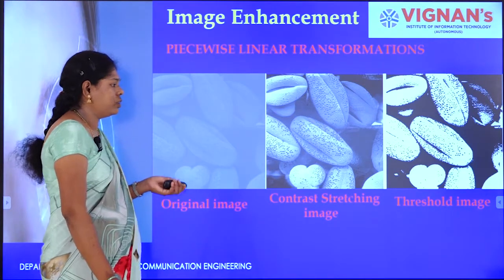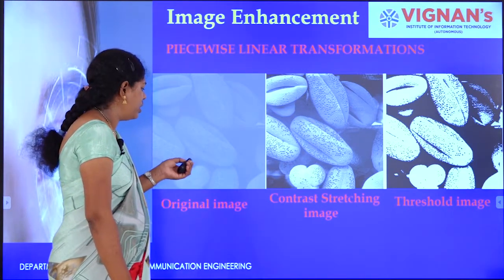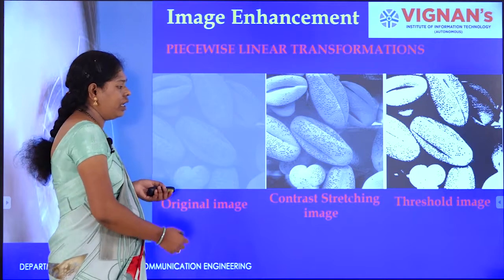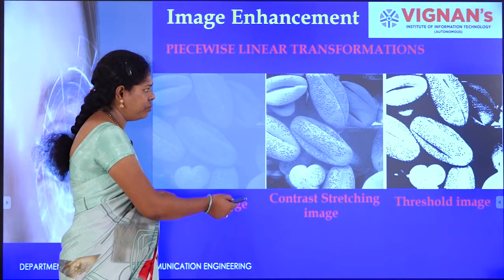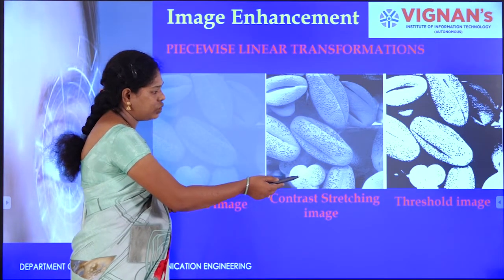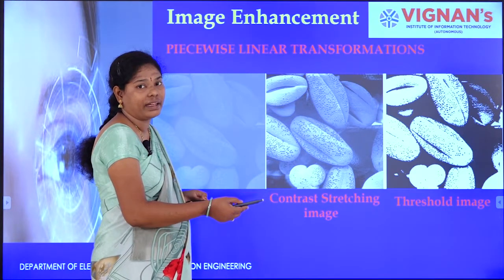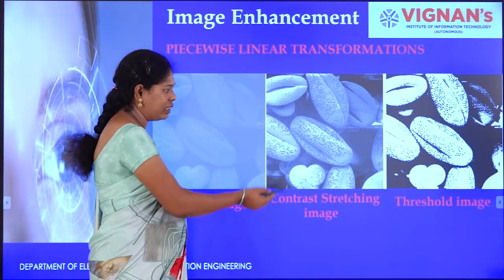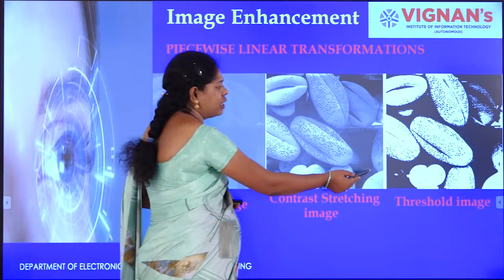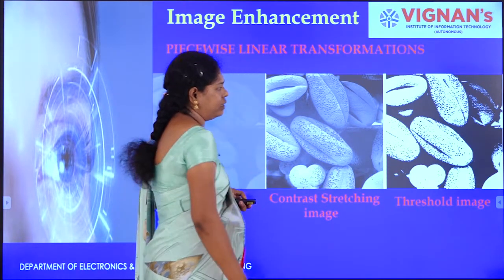Let us see the contrast stretching images. This is the original image. Here it is the contrast stretching image, and that is the threshold image. The threshold image is nothing but a binary image. Here we are considering only one threshold, that is why it is either black or white.